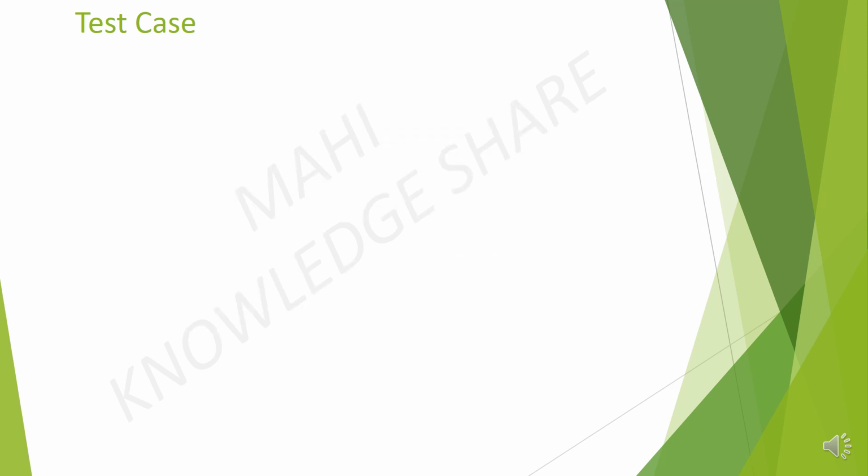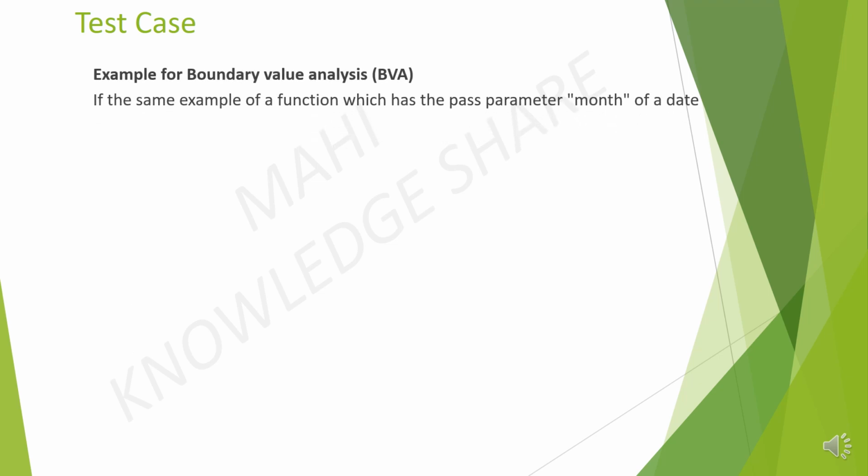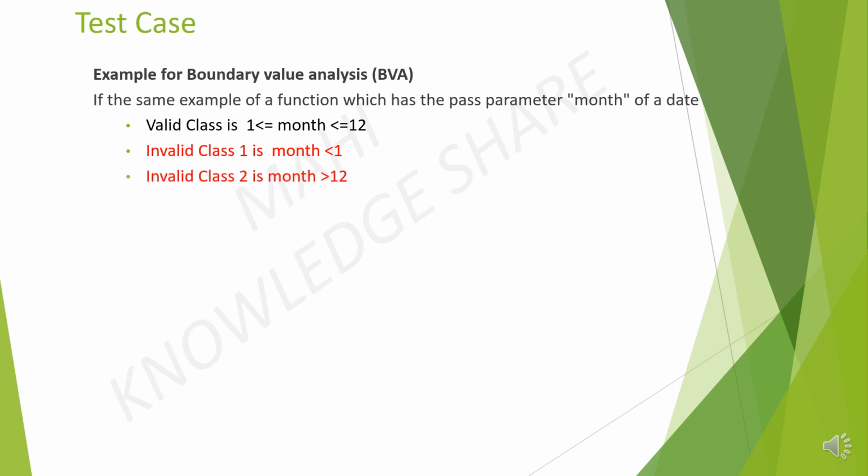Now let us see an example for boundary value analysis. Take the same example of a function which has the parameter month of a date. The valid class is month should not be less than 1 and not greater than 12. Invalid class 1 is month less than 1 and invalid class 2 is month greater than 12. Hope you understand.